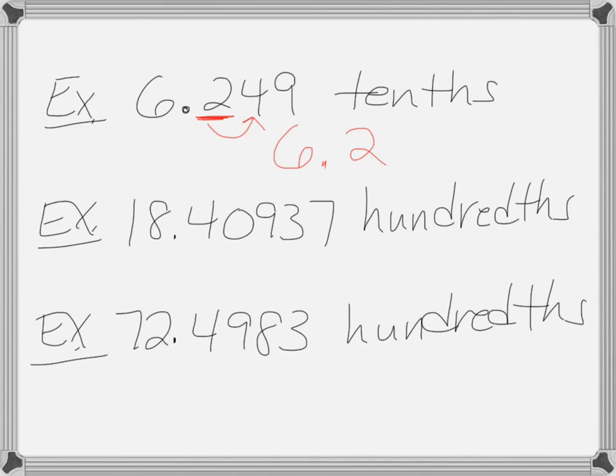For the second example, 18.40937, we are being asked to round that to the hundredths place. That's the second place after the decimal where the 0 is. So I look to the right, I look at the 9. 9 is bigger than 5, 5 or bigger, so that means I need to bump the 0 up to a 1.